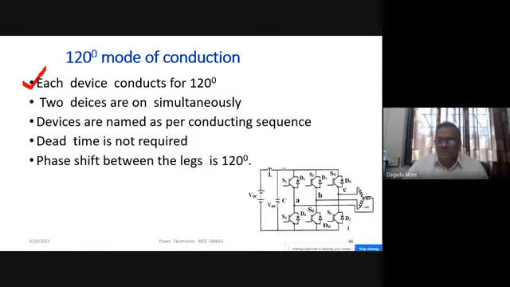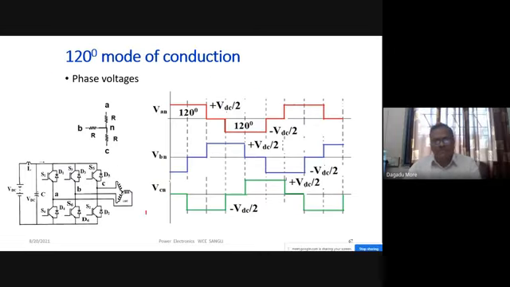Only two devices will be on from this. Out of 6, 2 will be on simultaneously. We know the devices named S1, S2, S3, S4, S5, S6 as per the conducting sequence. Here dead time is not required because after S1 is turned off, S4 is on after 60 degrees. So we don't require a dead time, and the phase shift between the legs is 120 degrees.